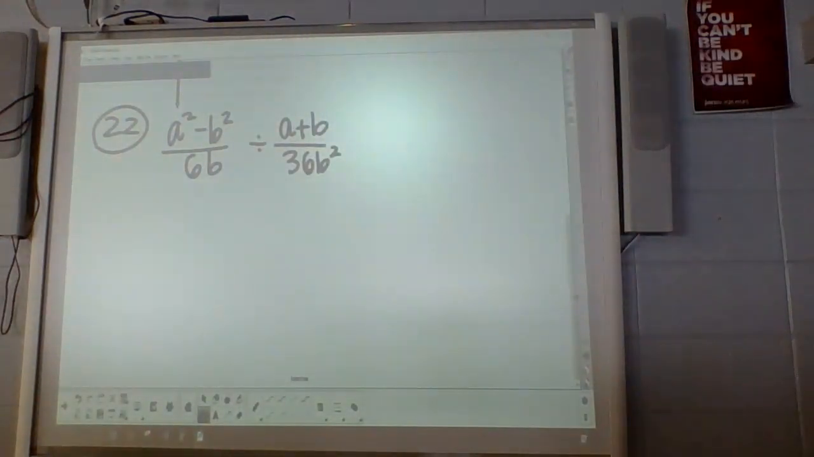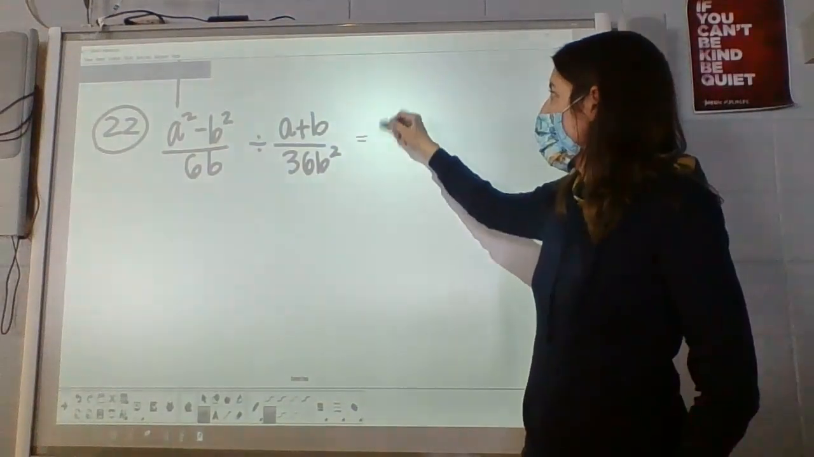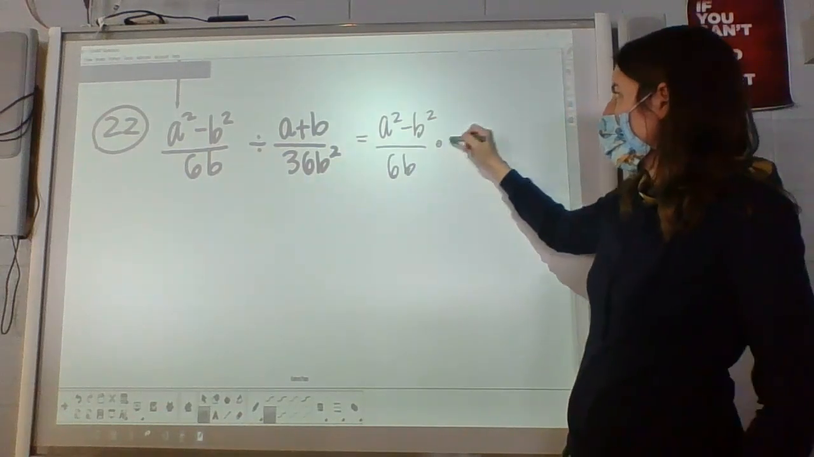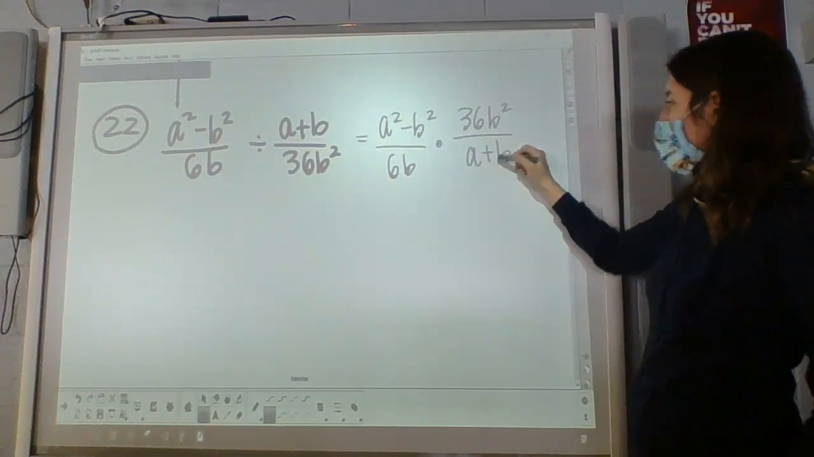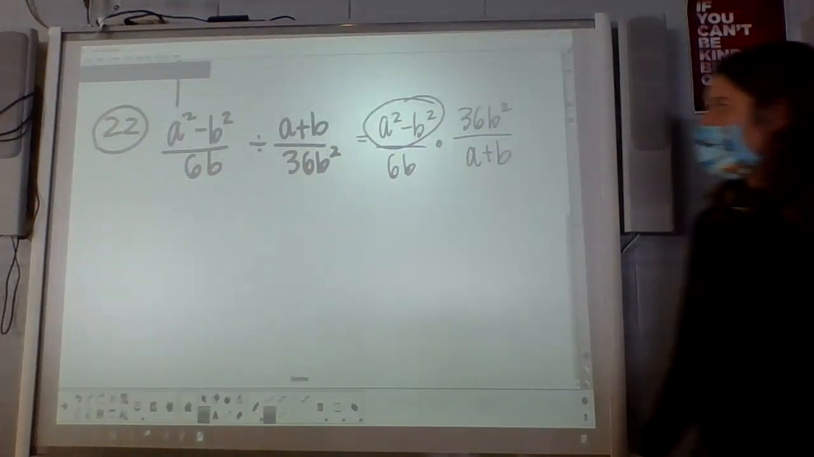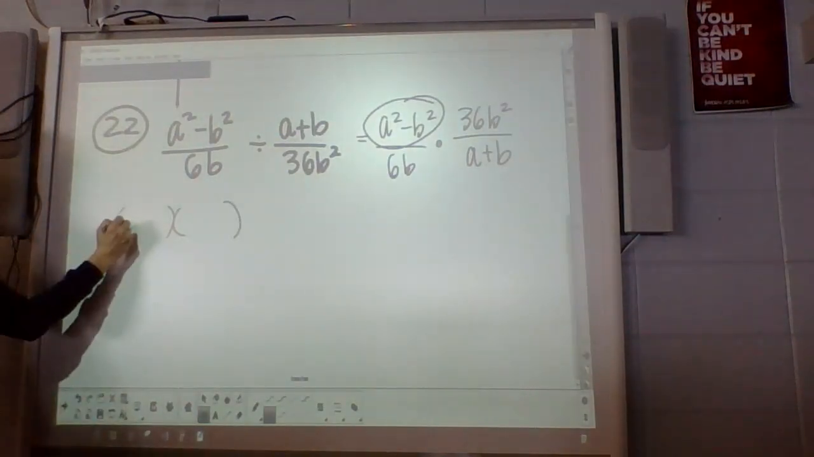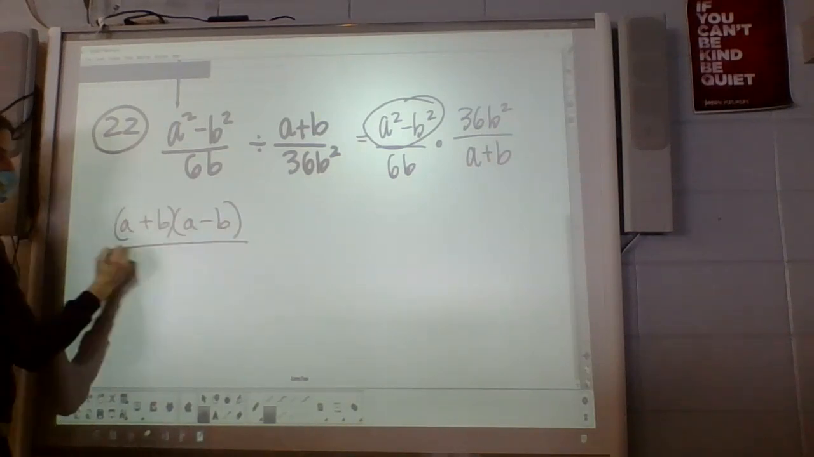Division. So right away I want to switch it to multiplication. So that means I switch the second fraction. Now this is factorable. That's a difference of squares. So they're both perfect squares, and it's subtraction. So it's a times a, b times b, and then plus and minus.